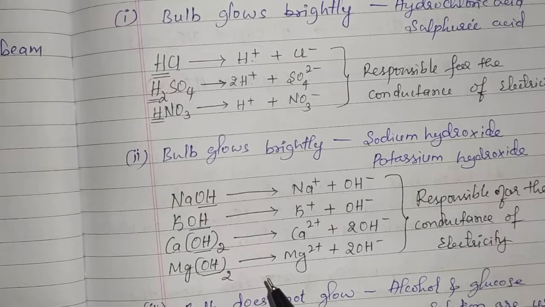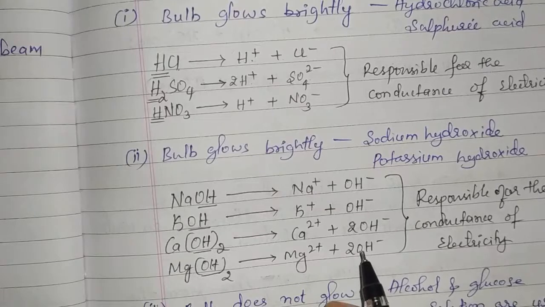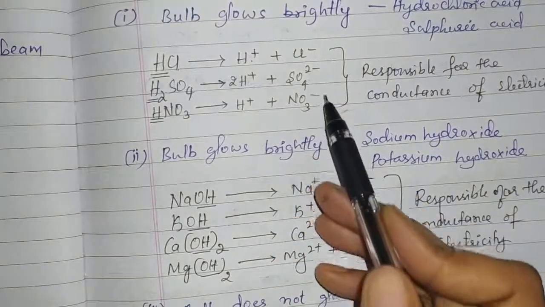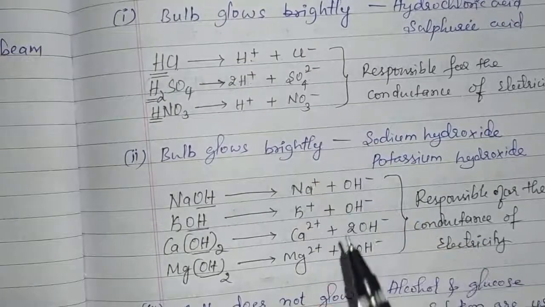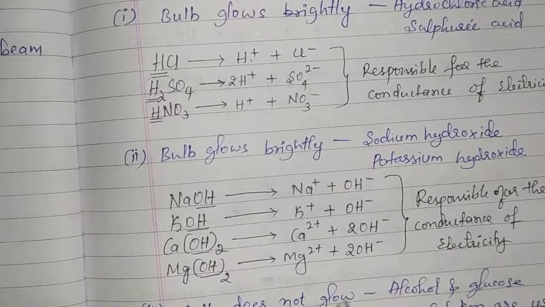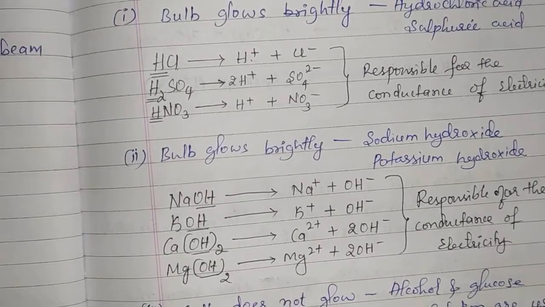ions. In case of acid, H plus ions are responsible, and in case of base, OH minus ions are responsible. These positively and negatively charged ions in case of acids and bases are responsible. Because of these mobile ions, acid solution and base solution conduct electricity.